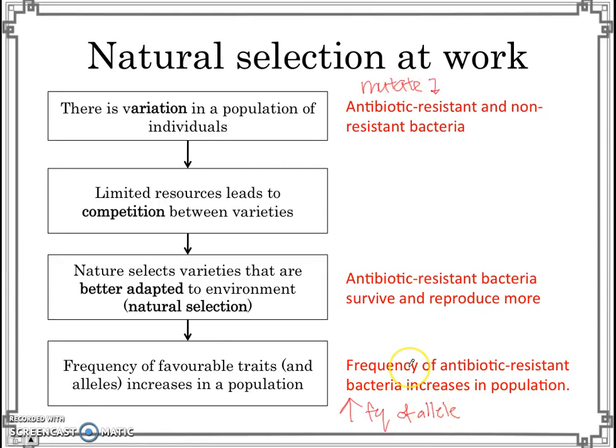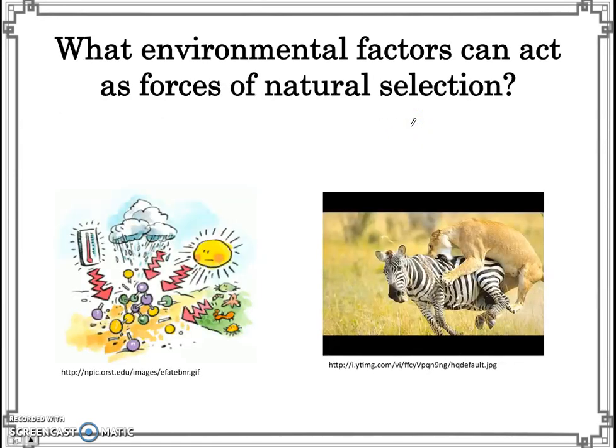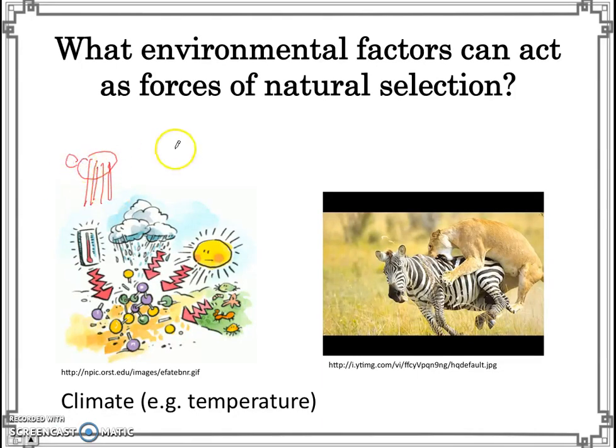Now, what are the environmental factors that can produce competition and result in natural selection? The first one, in this picture here, would be your climate, your temperature. So imagine if there are long-furred and short-furred animals. Imagine this is a long fur version of the cow, and then there's a short fur version of the cow.